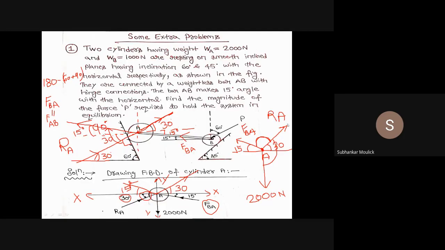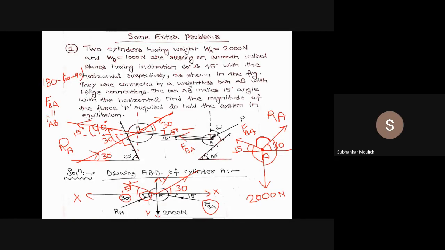FBA by sine 120 is equal to RA divided by sine of the angle between FBA and 2000 Newton. That means this much angle. Can you tell me how much is this angle? 90 plus 15, that is 105 degrees. Fine.